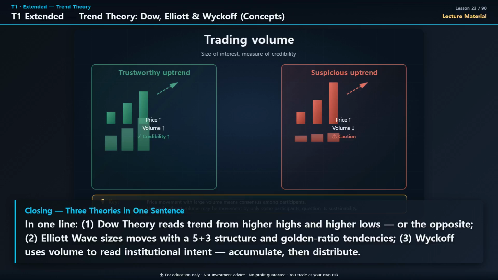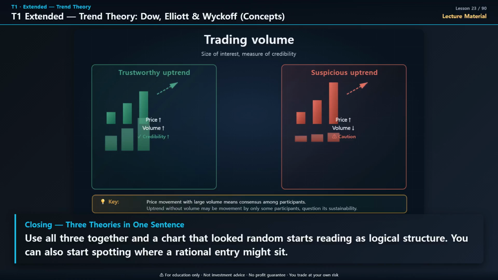In one line: 1. Dow theory reads trend from higher highs and higher lows, or the opposite. 2. Elliott wave sizes moves with a 5+3 structure and golden ratio tendencies. 3. Wyckoff uses volume to read institutional intent. Accumulate, then distribute. Use all three together, and a chart that looked random starts reading as a logical structure. You can also start spotting where a rational entry might sit.